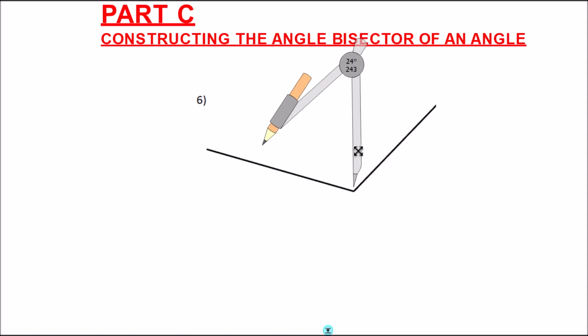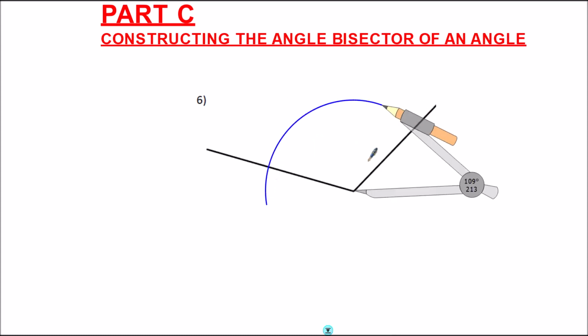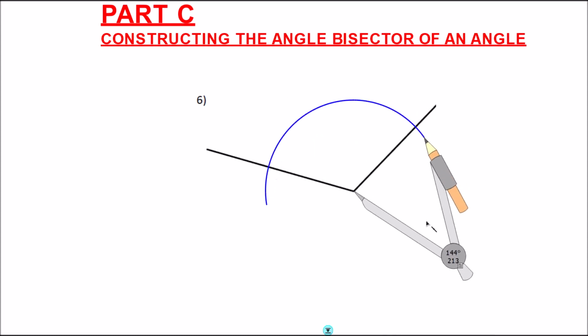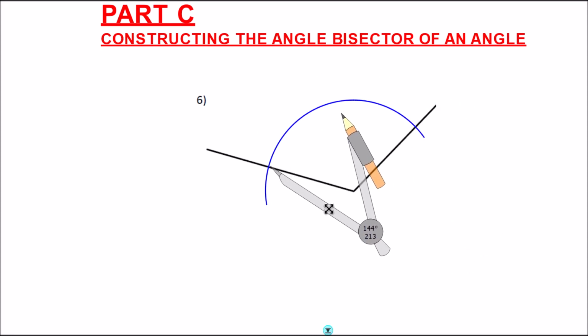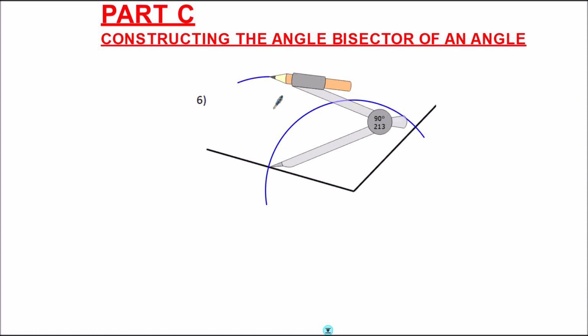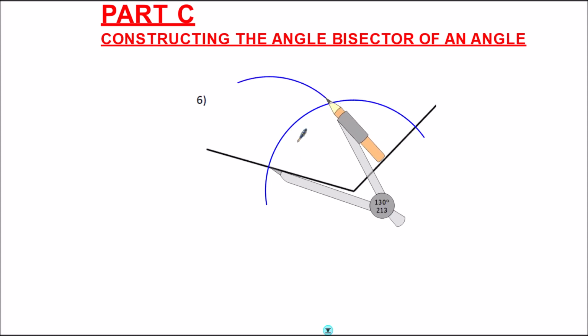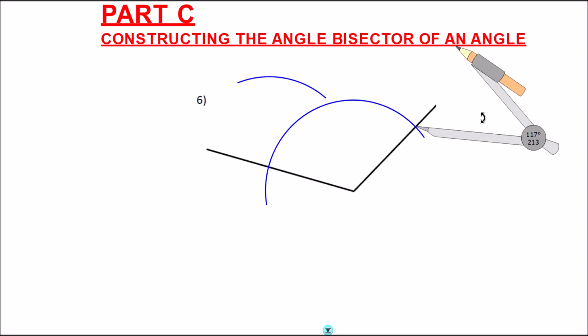So again, put the needle where the angle begins, and we're going to do a curve that cuts the angle at both points. And then compass needle at one end of the line, going to do a curve towards the middle of the angle, move the compass needle to the other end, and do the same thing here.